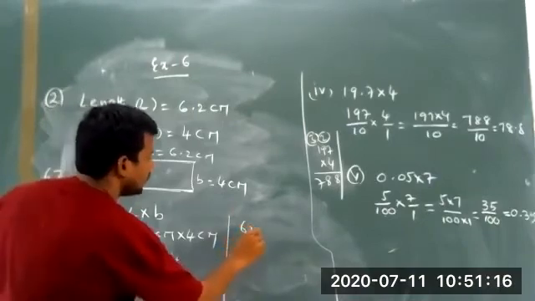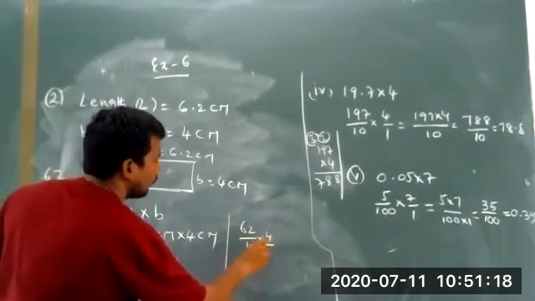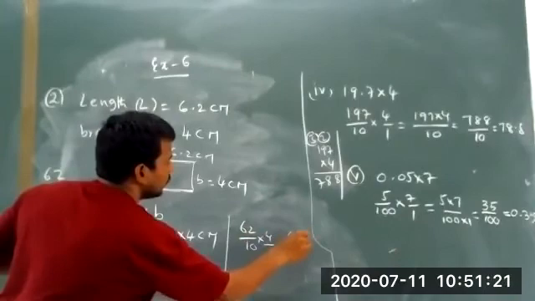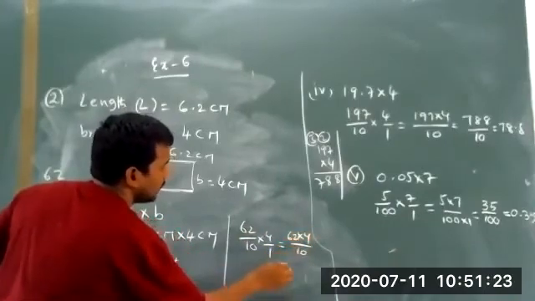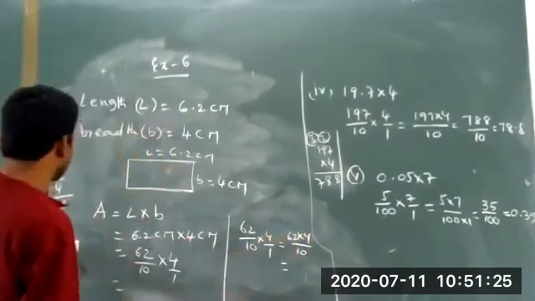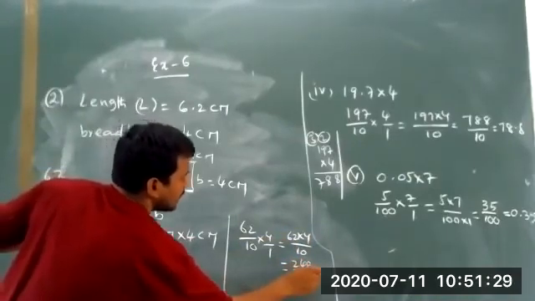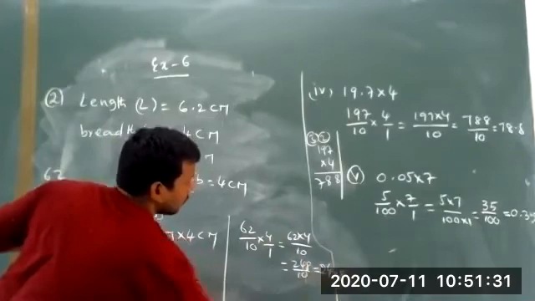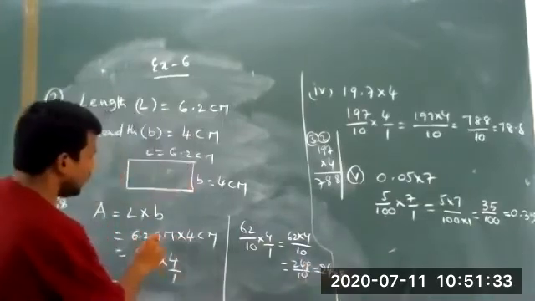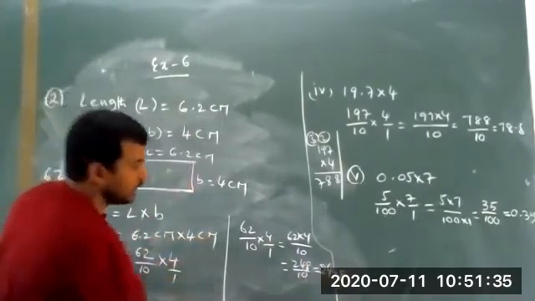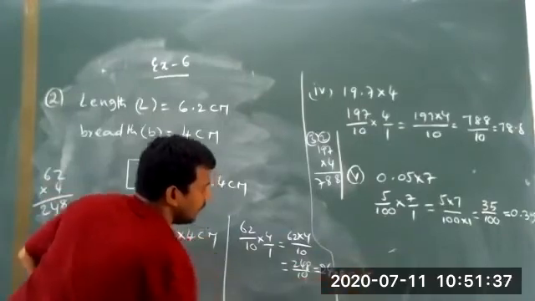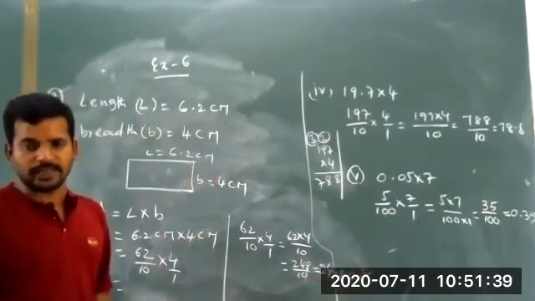Here 62 by 10 into 4 by 1 equals 62 into 4 by 10, which equals 248 by 10. This answer is 24.8. Here centimeter into centimeter, so the answer is centimeter square or square centimeters.